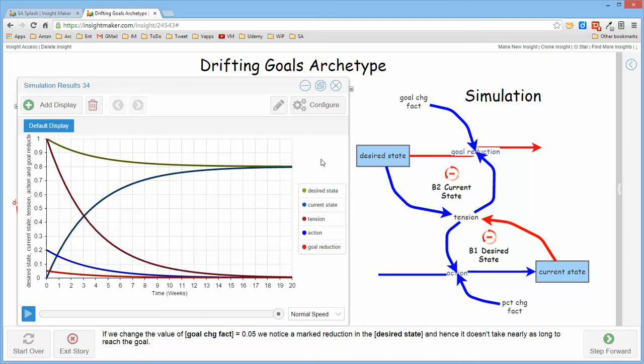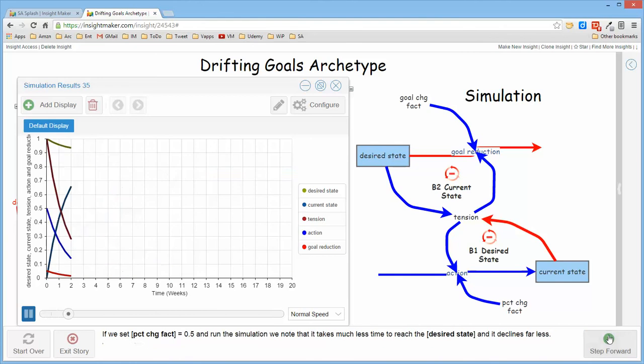And as I've said before, I find it very beneficial to build the archetypes and interact with them in a very generic form so that I can pay more attention to the relationships as opposed to what the relationships represent. It's just a very generic form. And then for any particular situation, you change the labels and the values, and it then becomes a specific implementation of a drifting goal structure.